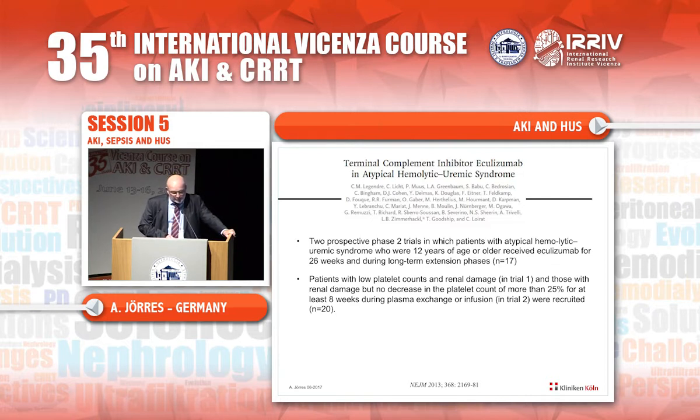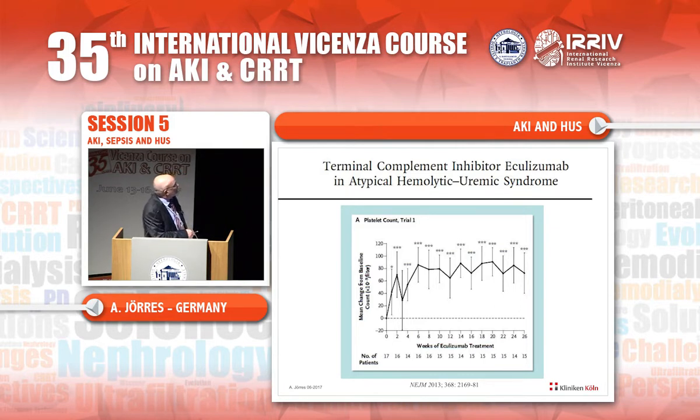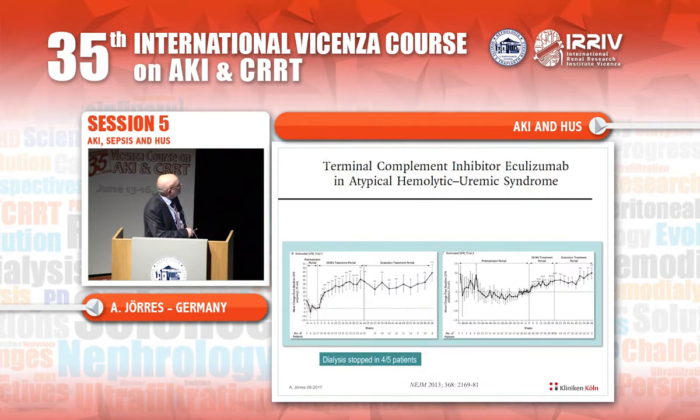In trial 1, it was patients with low platelet counts and renal damage, and trial 2 was patients with a stable platelet count and prior therapy. What you can see here is a few weeks after initiating the therapy, there was an increase in the platelet counts that remained stable over the treatment time. And importantly, that's the trial group 1, trial group 2.